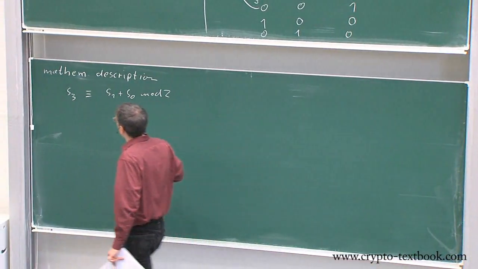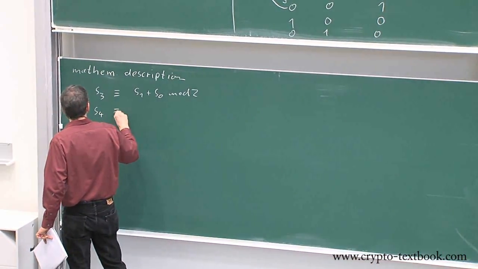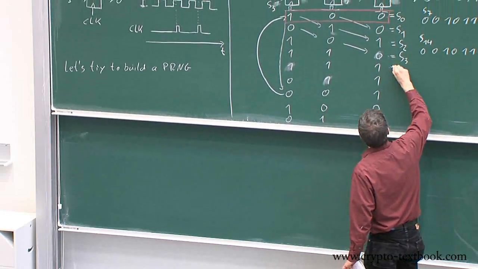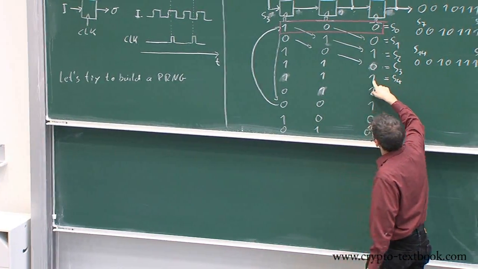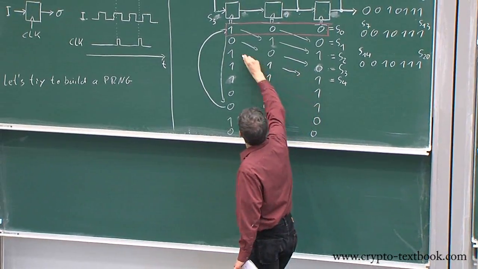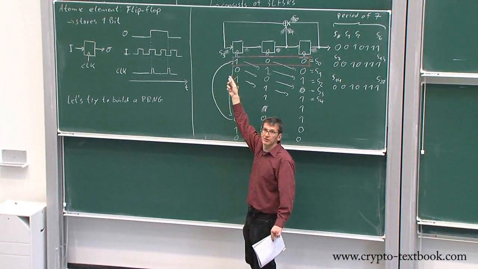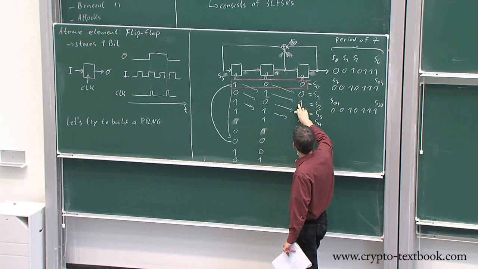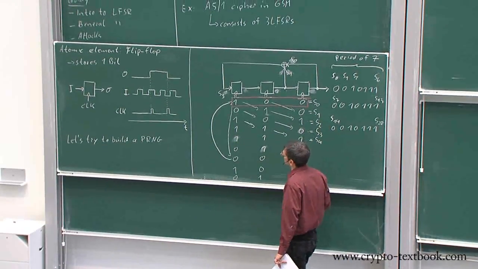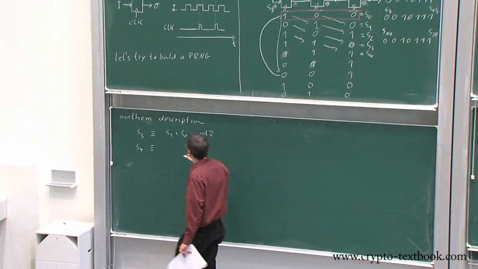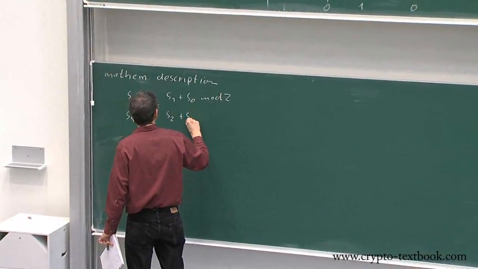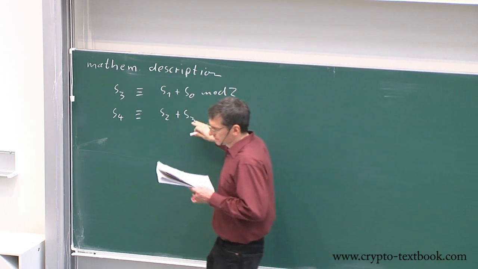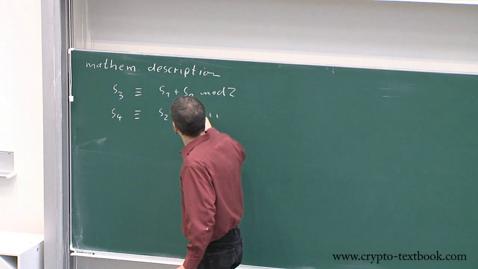You can do the same trick with S4. If you go back and look, where is S4 coming from? Well, this bit S4 was coming from here, and again, if you look at your diagram, you'll see that S4 was the sum of this bit and this bit, which is S2 plus S3 modulo 2. No, S2 and S1, right? I'm sorry. Okay.